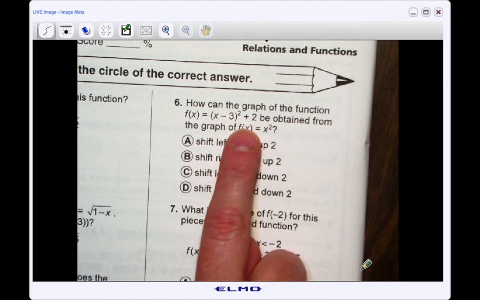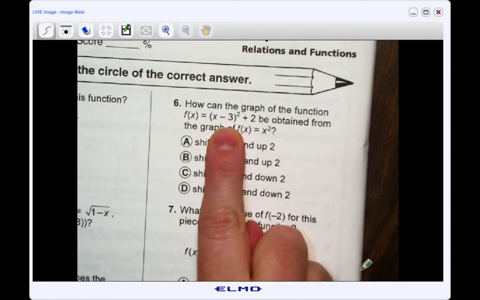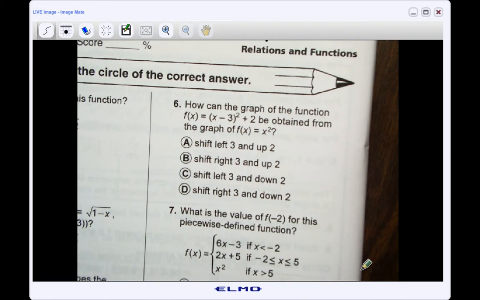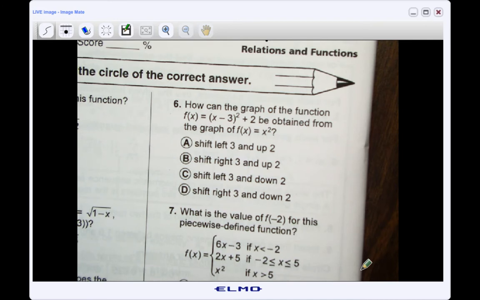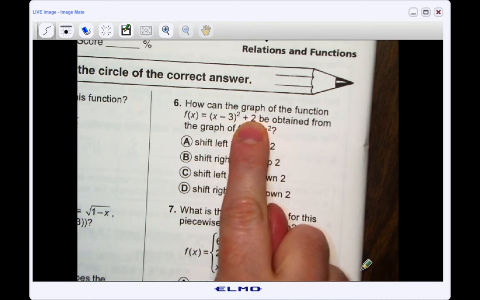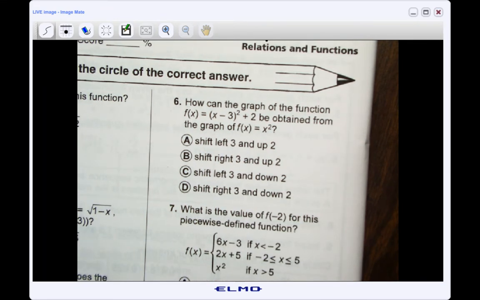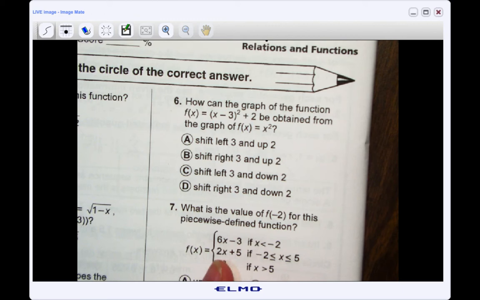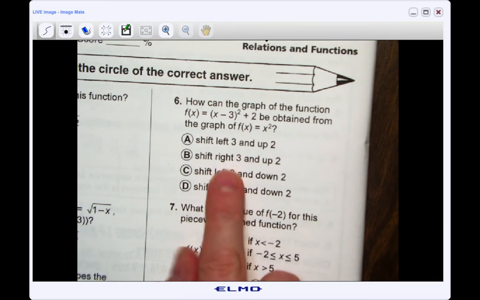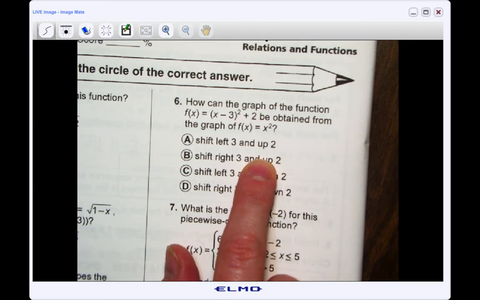So when we look at this one, hopefully everybody kind of knows their transformations well enough to know that when it's on the inside here, it's a change in x, and it does the opposite of what it kind of feels like it should do. So that would actually be a move to the right, 3. And this guy here makes it a change in the y. It's going to move up 4. So we're talking about our shift right, 3, and up 2. So that one's obviously B.